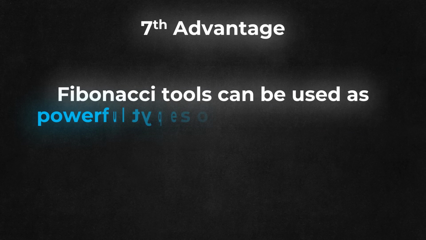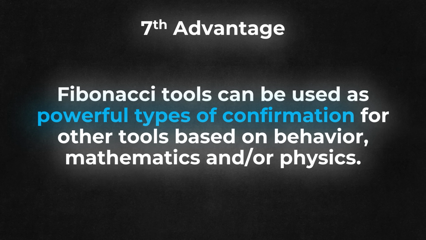Number 7. Fibonacci tools can be used as powerful types of confirmation for other tools that have a strong behavioral element, such as the Elliott Wave theory, or tools that derive their power from other fields such as mathematics and physics. The Pitchfork and the linear regression channel are good examples. Let's now move on to the disadvantages.